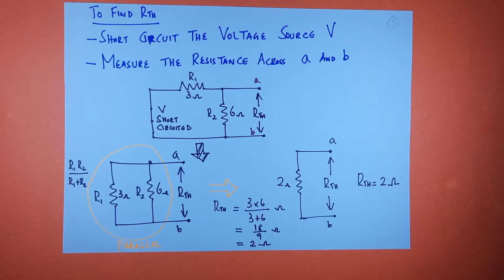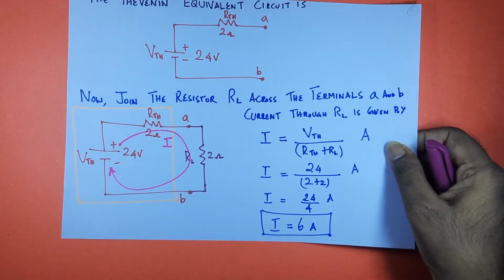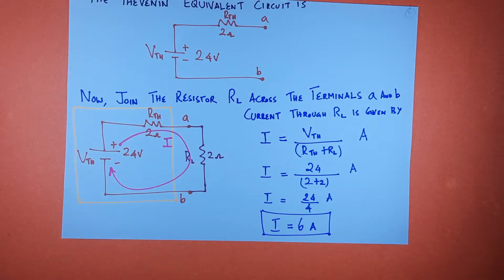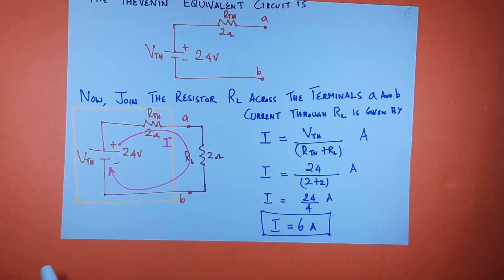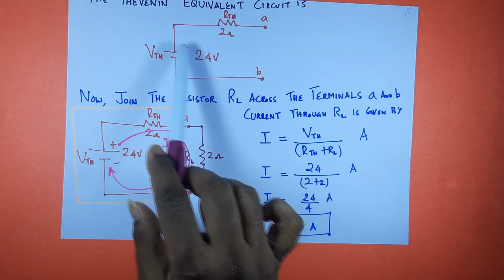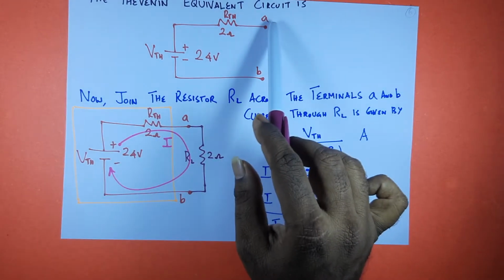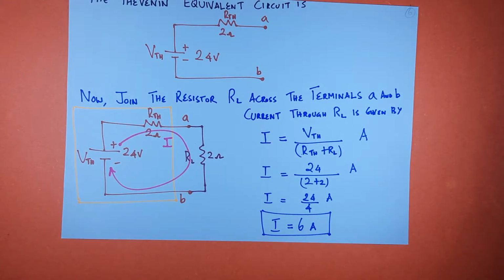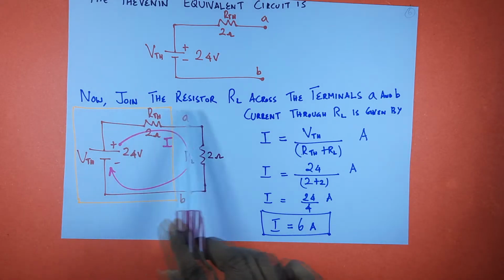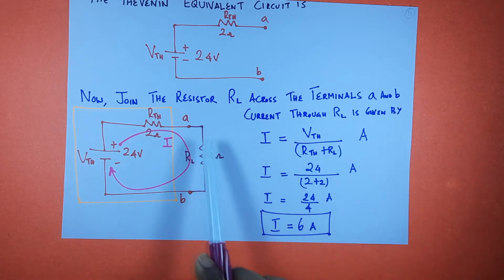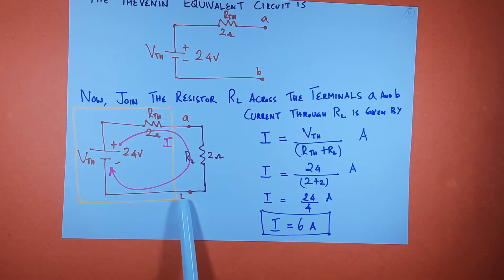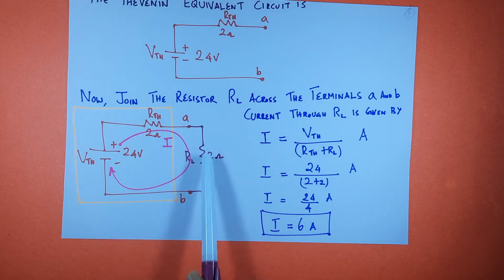Now using this V Thevenin and R Thevenin, you draw the Thevenin equivalent circuit. V Thevenin we have found is 24 volt, R Thevenin is 2 ohm, R Thevenin must be in series, and we have the open terminals A and B. Now you join the resistor RL across the terminals A and B. So now it will become a closed circuit.